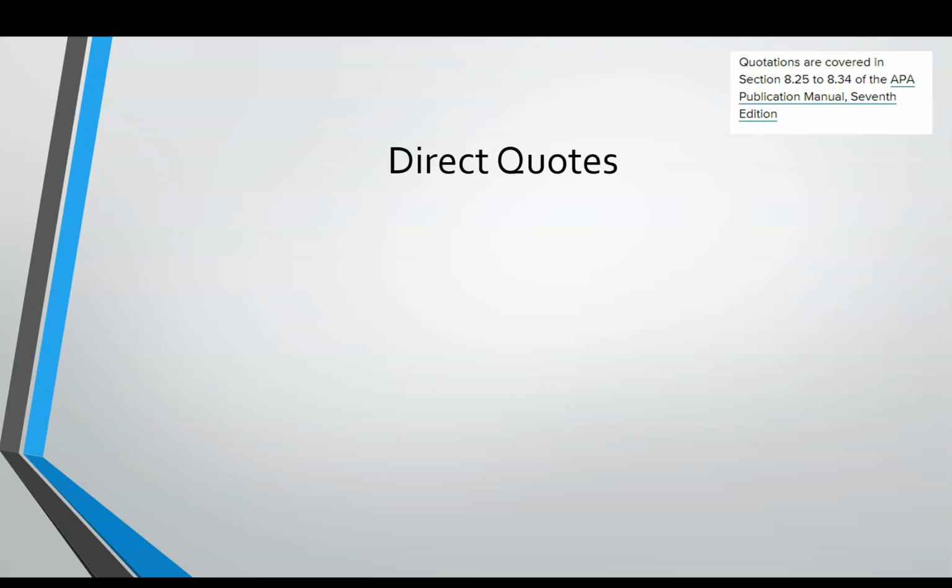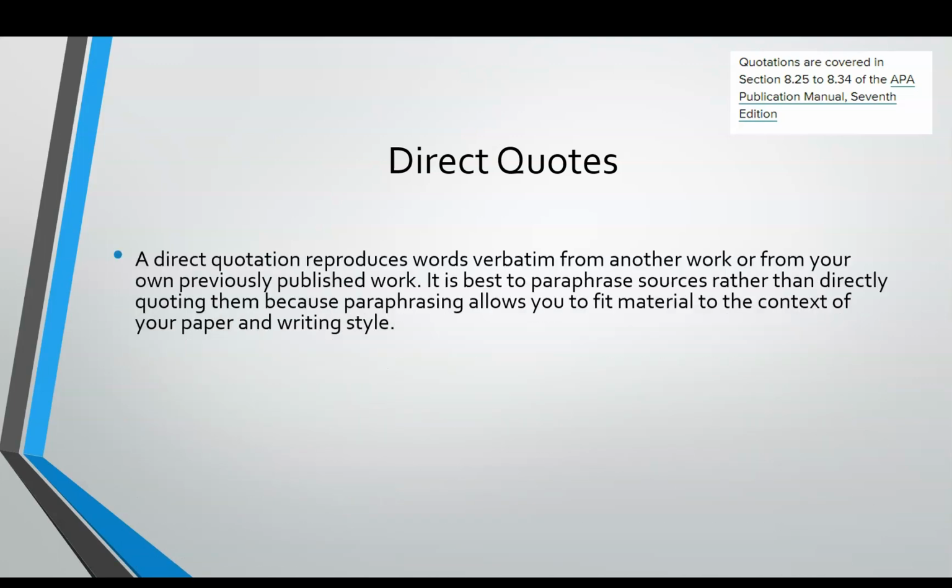Occasionally, a writer will need to use a direct quote in their paper. A direct quotation reproduces words verbatim from another work or from your own previously published work. It is best to paraphrase sources rather than directly quoting them because paraphrasing allows you to fit the material to the context of your paper and writing style.